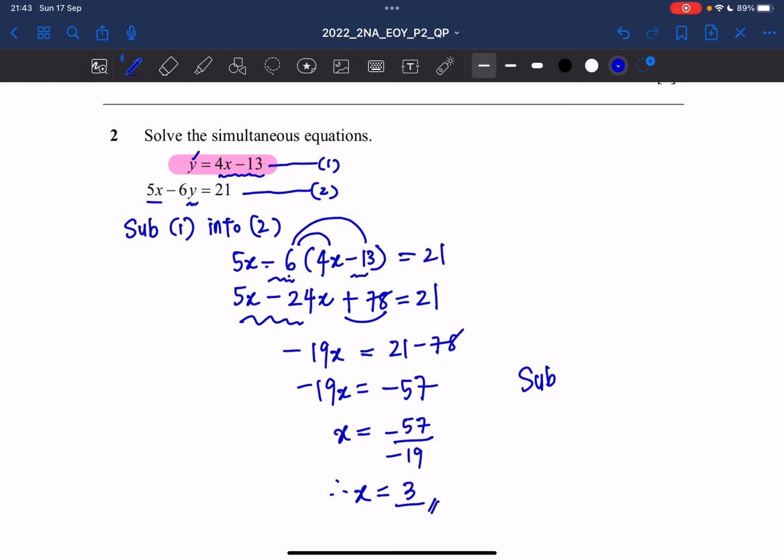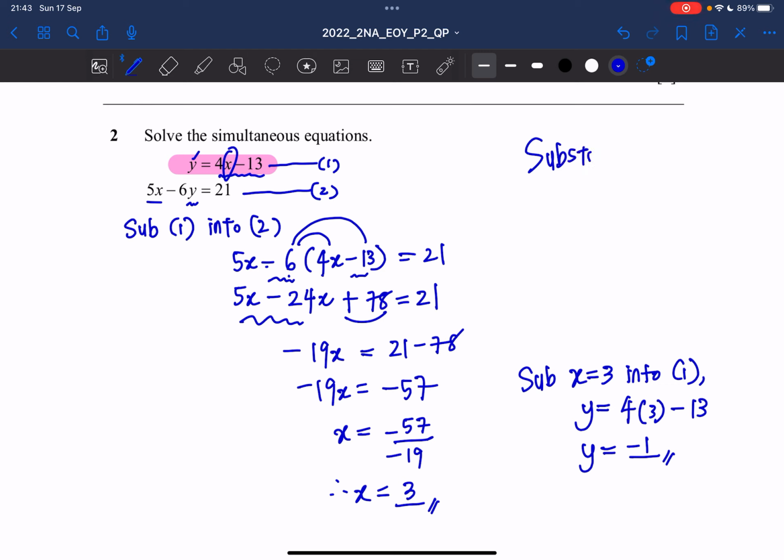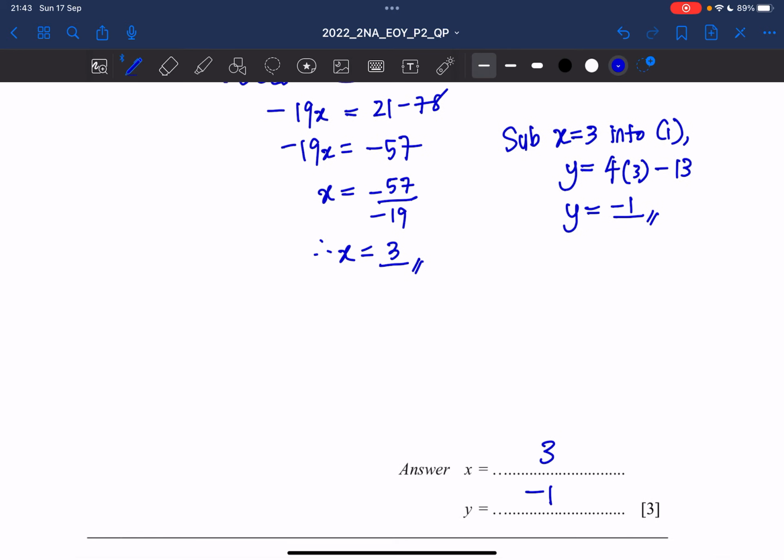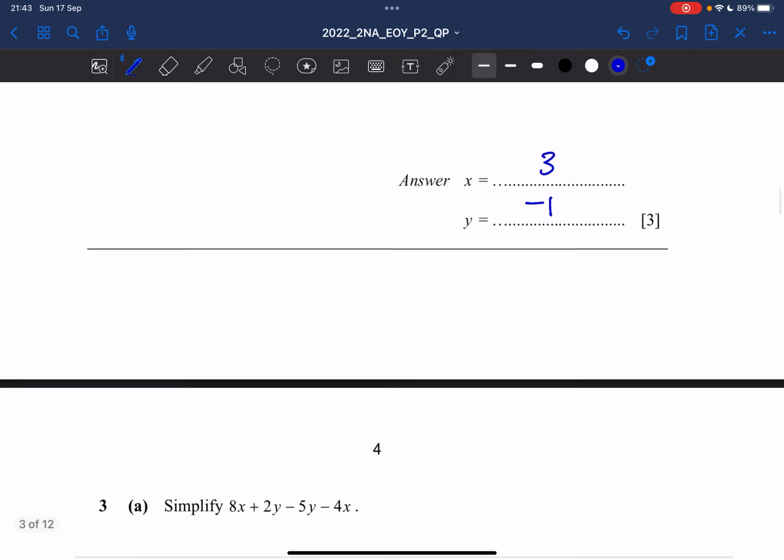So we sub x equals to 3 into equation 1. So we have y equals to 4, and our x here now becomes 3, minus 13. So our y is equals to negative 1. So this is using the substitution method. Okay, so we fill up the answer blank. x is 3, y is negative 1. Now let's move on to the next question.